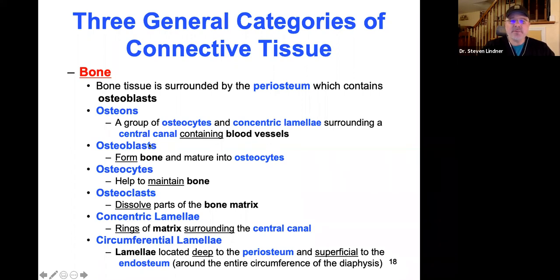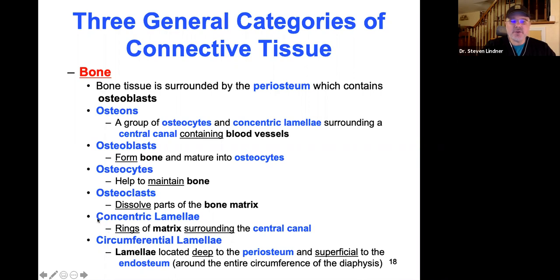We said that osteoblasts form the matrix of bone, but when the matrix and all those calcium deposits harden, the osteoblast gets stuck in a cavity called a lacuna, and now it becomes a mature cell called an osteocyte. That is a mature cell. It does not produce any matrix. It just helps to maintain the bone's integrity. The osteoclast works opposite of the osteoblast, where the osteoblast is building bone. The osteoclast breaks it down. It dissolves the bone matrix.